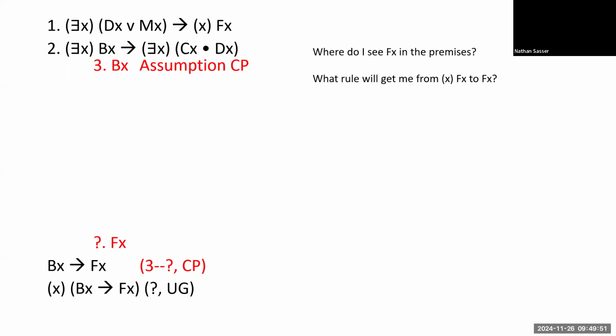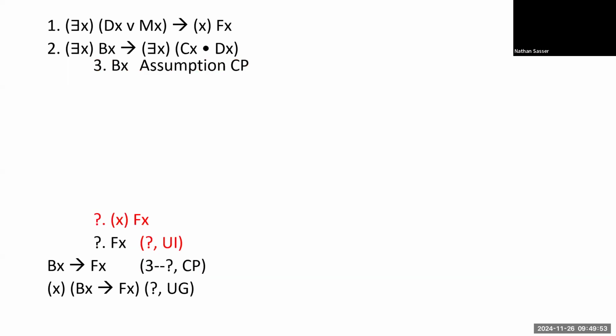And the answer is, that's right, universal instantiation. Okay, so I'm going to assume somehow I'm going to get Fx out of premise, for all x Fx out of premise one, and then I'm going to do universal instantiation. I'm just working my way up.